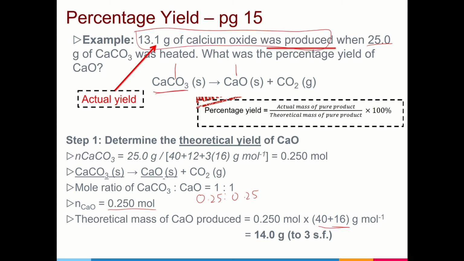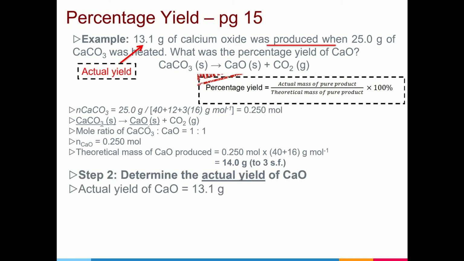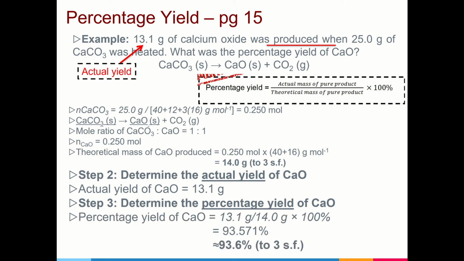But in actual fact, only 13.1 is produced. So I need to calculate the percentage yield. The actual yield is 13.1, the theoretical is 14. So 13.1 divided by 14, times 100%. The percentage yield is 93.6% to 3SF. Okay, so this is how I do it.